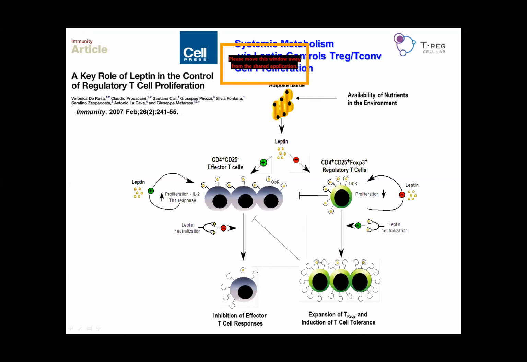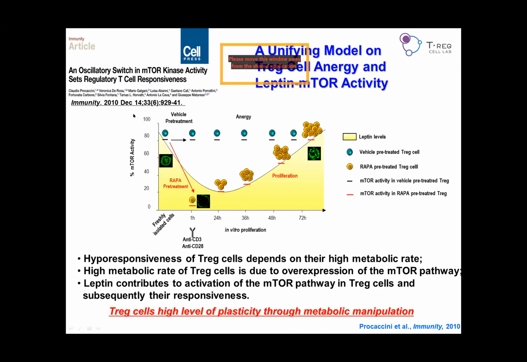This effect was related to the fact that we could reverse Treg cell anergy, as shown in another paper we published in 2010. When a Treg cell is anergic, it is non-responsive because it is refractory, probably because it comes from an environment where it is highly proliferative. Therefore, if I transiently reduce the anergic state of this cell with rapamycin treatment, these cells are rendered responsive and are no longer refractory. When I stimulate them with anti-CD3 and CD28, they can start proliferating. This is due to the fact that leptin overactivates the mTOR pathway when we keep the cells in vitro. So this demonstrates that Treg cells are highly plastic through metabolic manipulation, either through leptin or through mTOR levels.